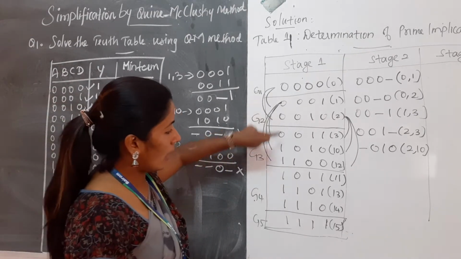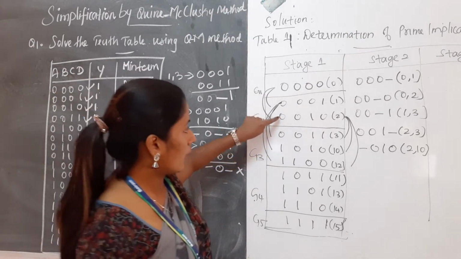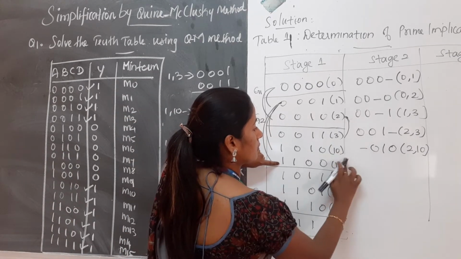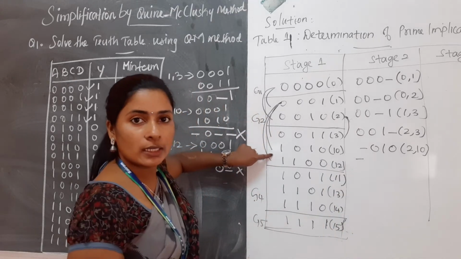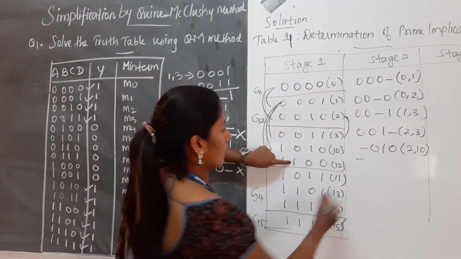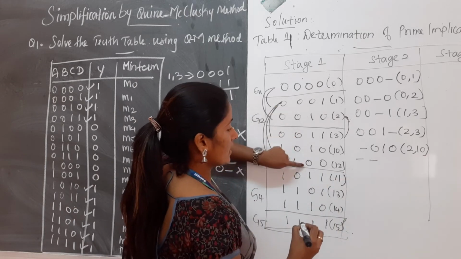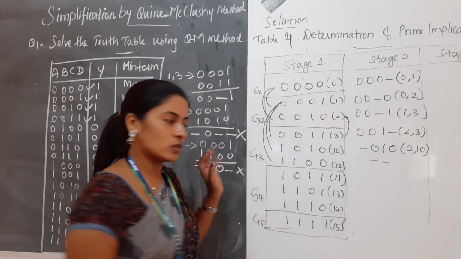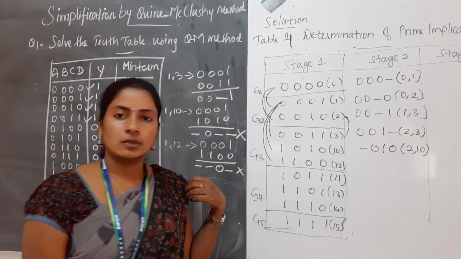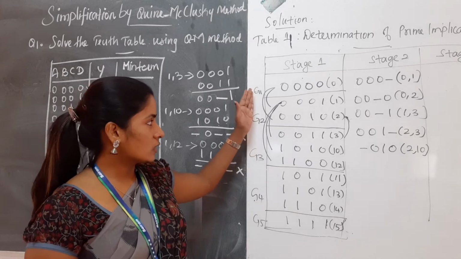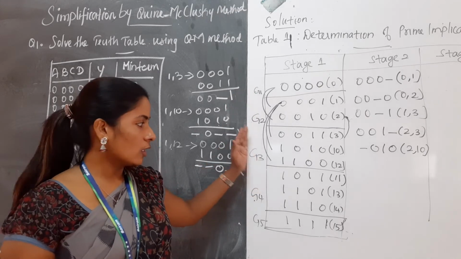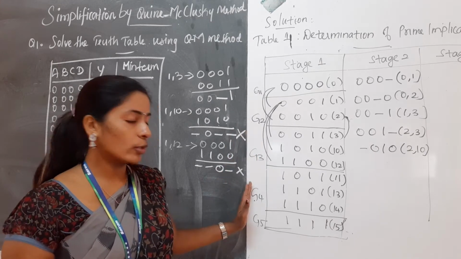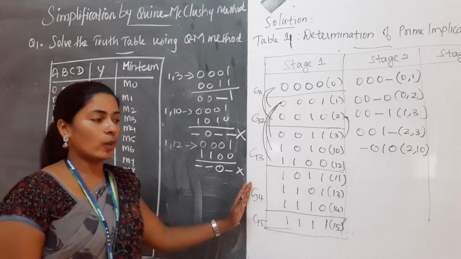Next I am comparing 2 and 12: 0 0 1 0 and 1 1 0 0 gives dash dash dash 0. So I got 3 dashes now, so I can reject that. So this G2, G3 comparison is also over. So what will I do next? I will compare all the components of G3 with all the components of G4. One by one I will compare and come.